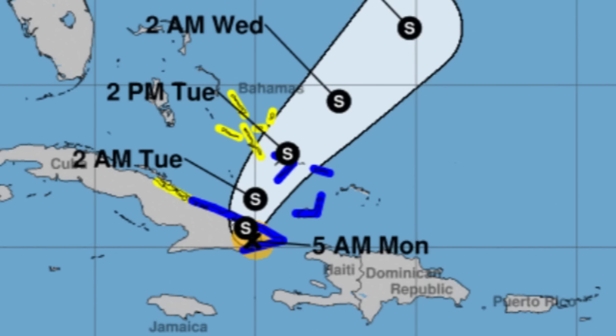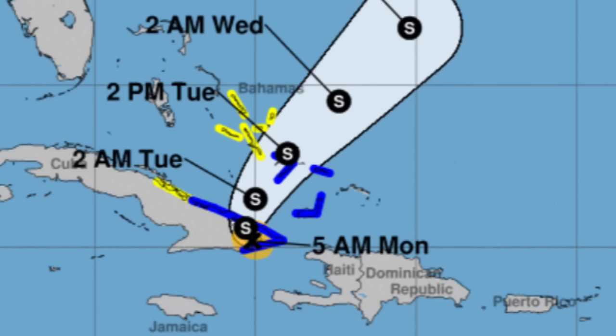Much strengthening is not at all expected because the upper level winds are pretty unfavorable. So that is going to be helping to limit how much Oscar can re-intensify. So even though the center is over land right now, even though it's going to be moving back into water, it is still going to encounter unfavorable environmental conditions that won't allow for any significant strengthening. So that's some good news with it. Nonetheless, tropical storm impacts, dangerous conditions throughout today for Cuba.